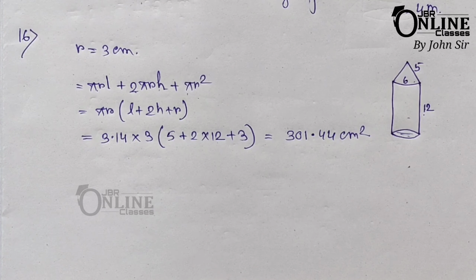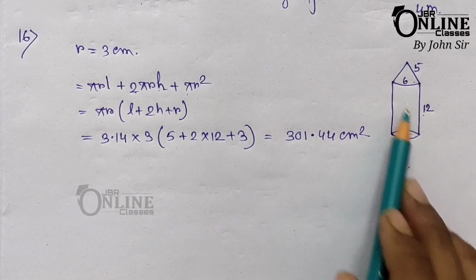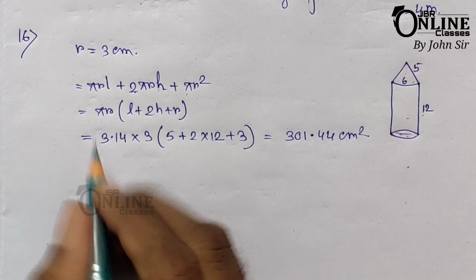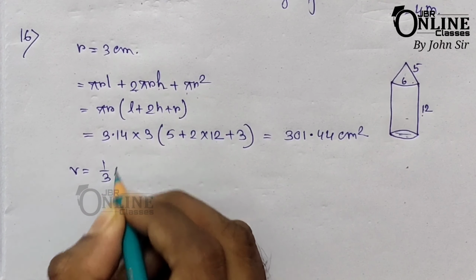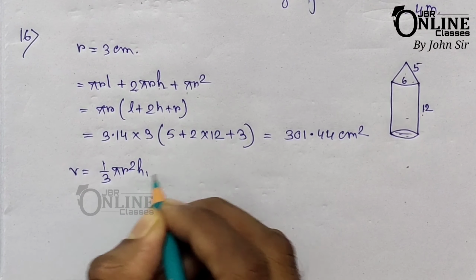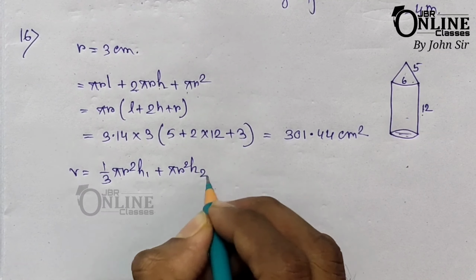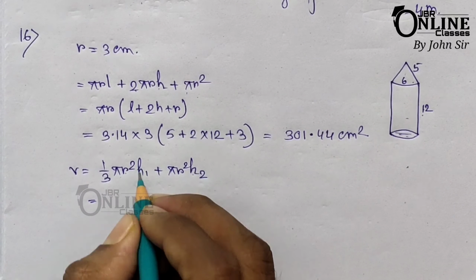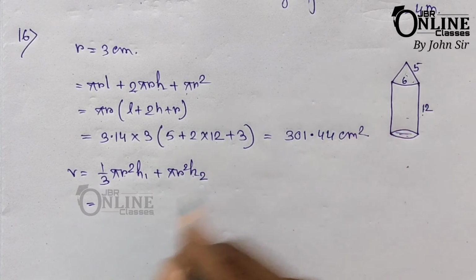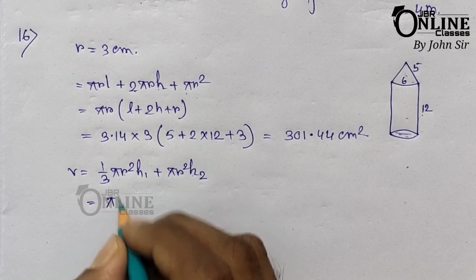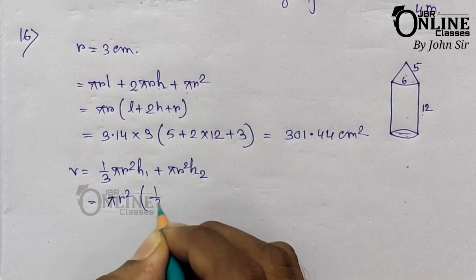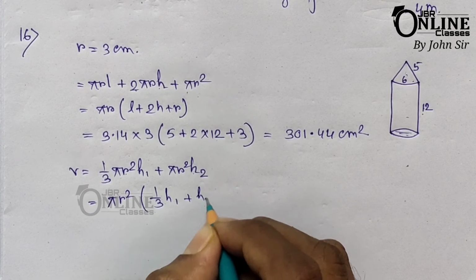Now next thing, you have to find out the volume of the rocket. So to find out the volume of the rocket, we have to find out the volume of the cylinder as well as the volume of this cone. So here the volume equal to 1 by 3 pi r square h1 plus pi r square h, suppose it's h2. So 1 by 3 pi r square, that is the volume of the cone. So if pi r square will be common, then 1 by 3 h1 plus h2.